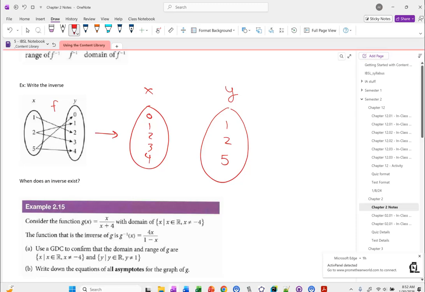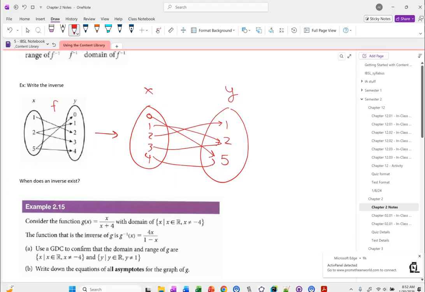You should remember that. Okay? Now I'm going to look, 5 goes to 0, so 0 has to go back to 5. 2 goes to 1, so 1 would send it back to 2. 1 goes to 2, so 2 would send back to 1. 2 goes to 3, so 3 is going to send back to 2. And then 5 goes to 4, so 4 is going to send back to 5. Is everybody okay with what we did there?